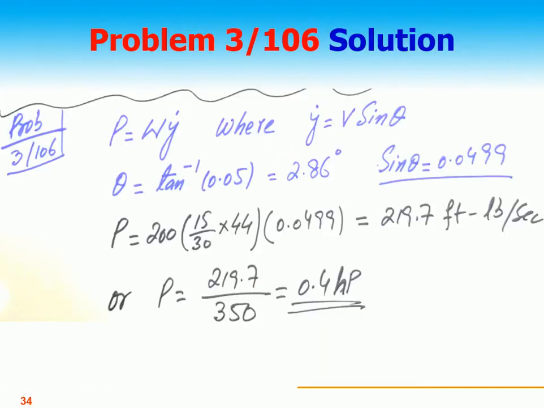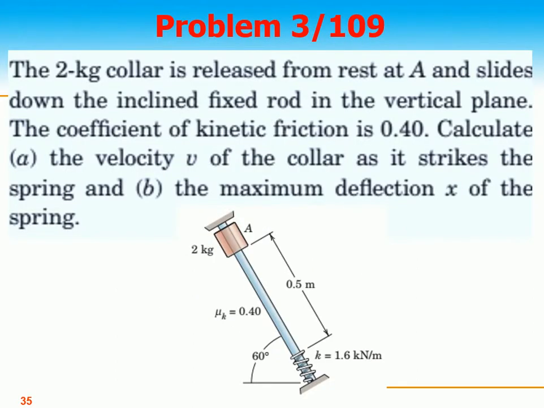15 miles per hour. So 15 times 44 over 30 becomes feet per second. That becomes meters per second, and then it's 0.04 times 99 sine of theta. It is 219.7 foot pounds per second. To convert into horsepower, 350 foot pounds per second is basically 1 horsepower. I just divide by 350, and I get 0.4 horsepower is being developed by the cycle rider moving this cycle on a small incline angle of 2.86 degrees.